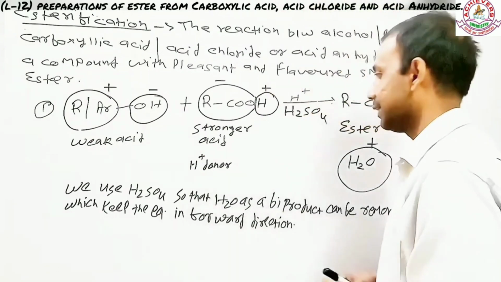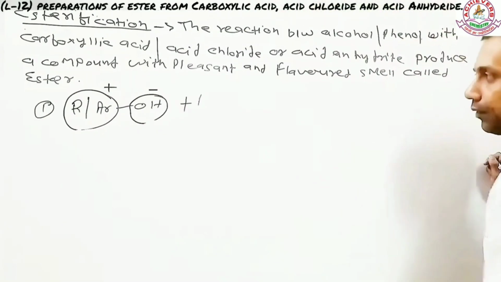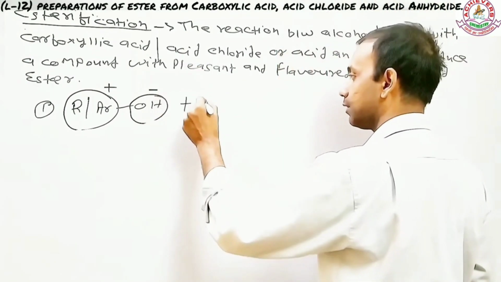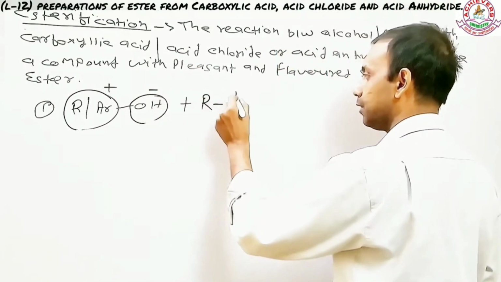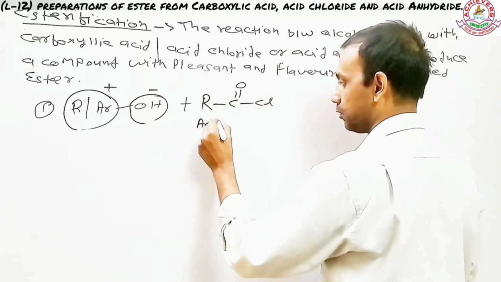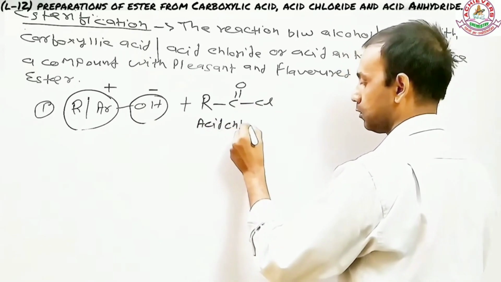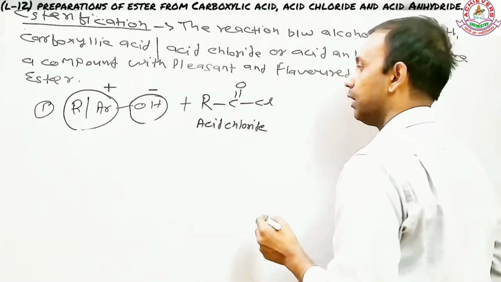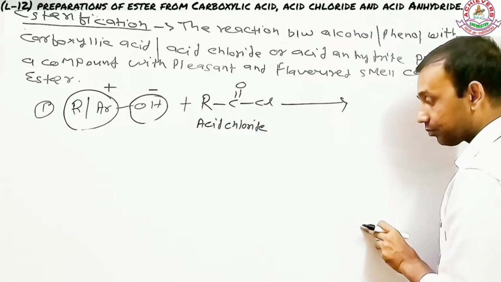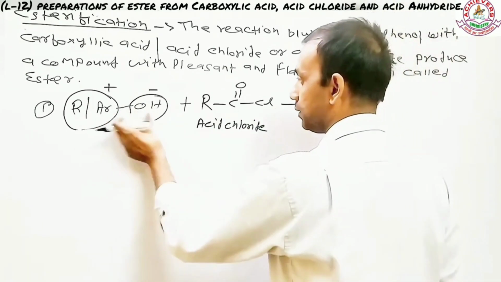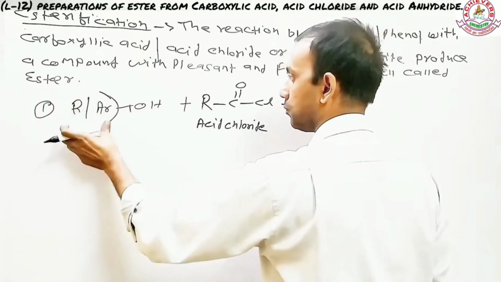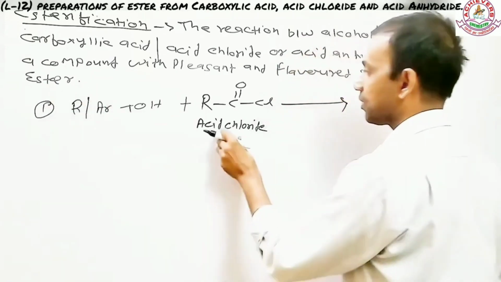Now let's take you through the other one. Alcohol and phenol react with acid chloride. What is this acid chloride? This is R, C, double bond O, Cl. This is called acid chloride. Now you need to understand that this reaction is carried out in a particular way. Let me remove this, it might confuse you. So this is an acid chloride.